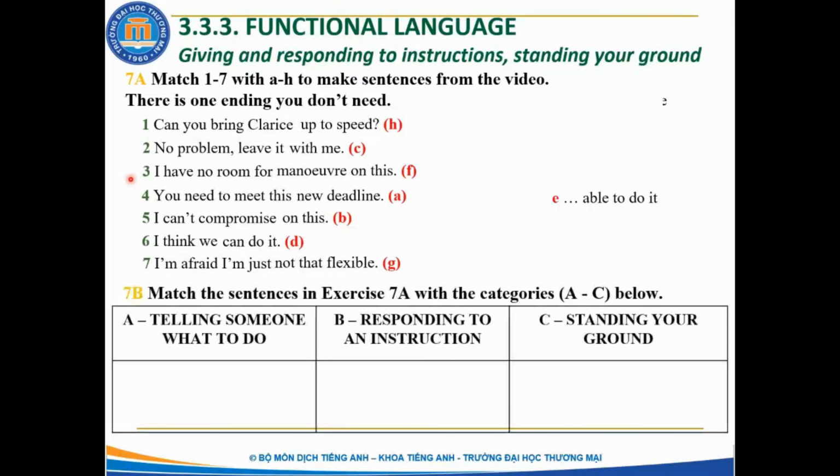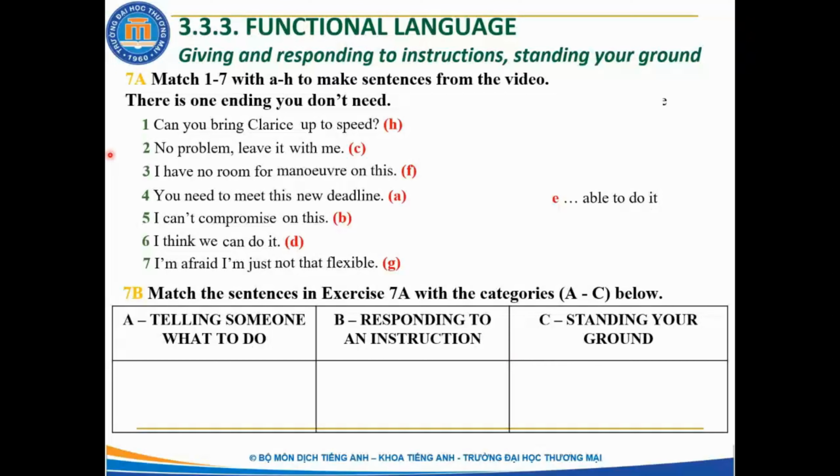Alright, now let's move to exercise 7b. So you have to match the sentences here from 1 to number 7 in exercise 7a with the categories in 7b. So we have 3 categories. A, telling someone what to do. B, responding to an instruction. And C, standing your ground.